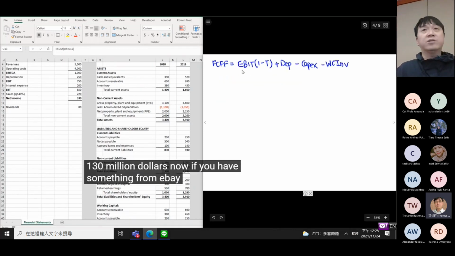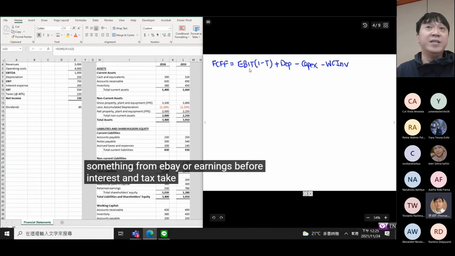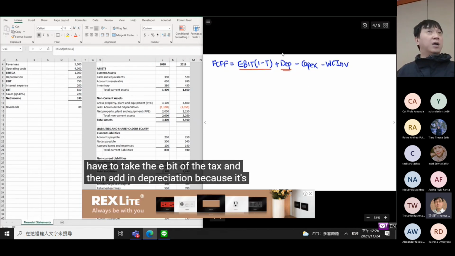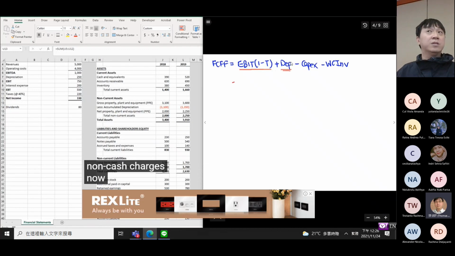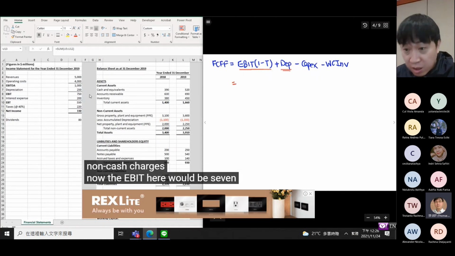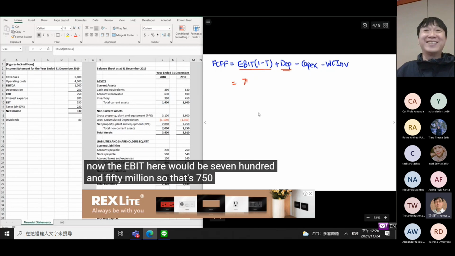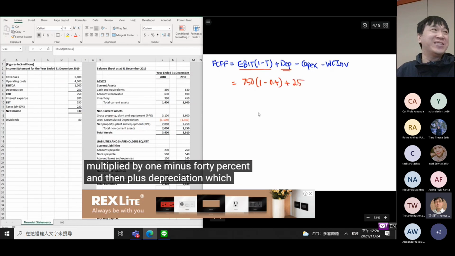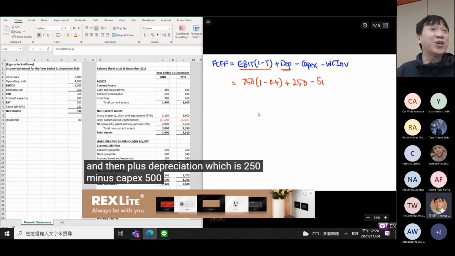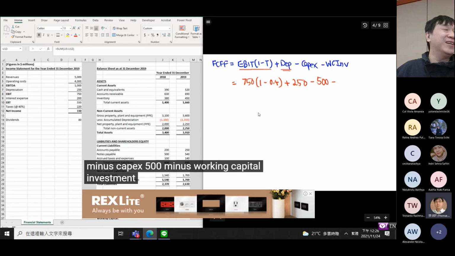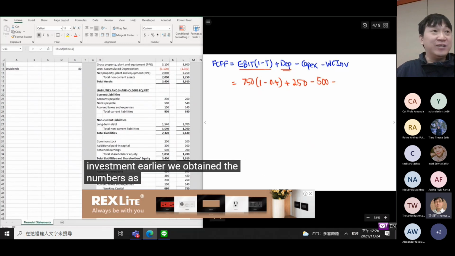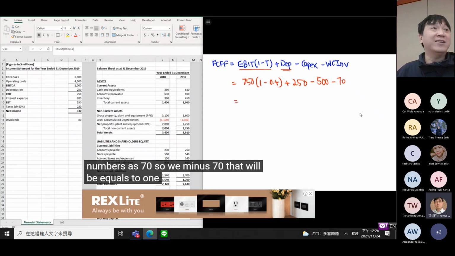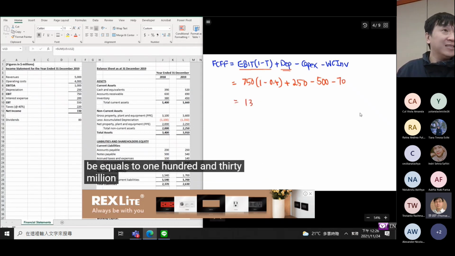Now, if you are starting from EBIT, or earnings before interest and tax, take note that you will have to take the EBIT after tax and then add in depreciation because it's a non-cash charge. The EBIT here would be 750 million. So that's 750 multiplied by 1 minus 40%, plus depreciation, which is 250, minus capex 500, minus working capital investment. Earlier we obtained the number as 70, so we minus 70. That will be equal to 130 million.